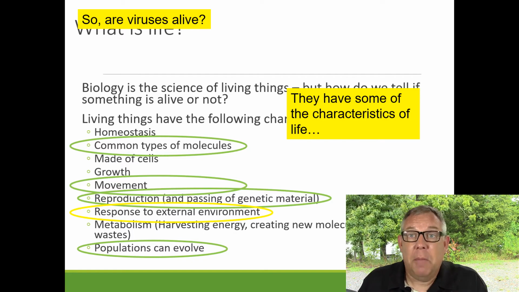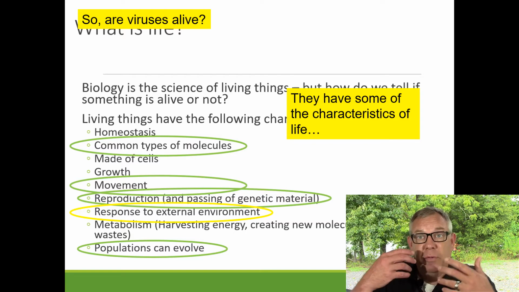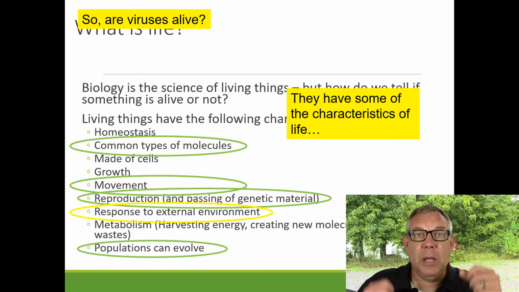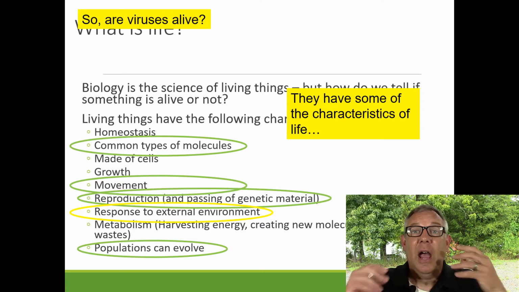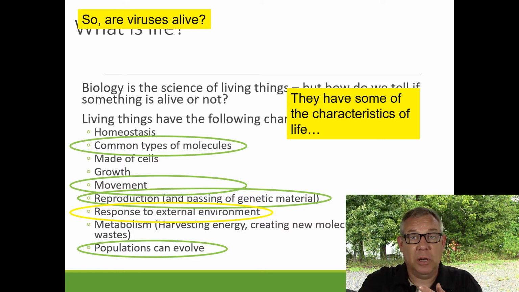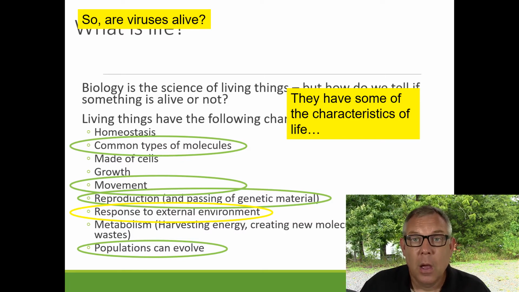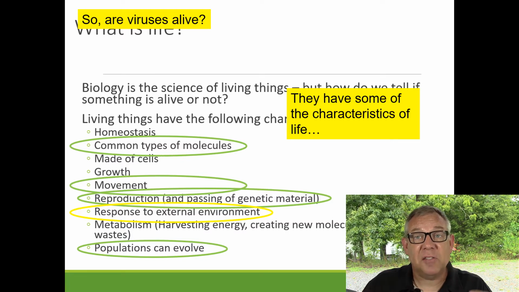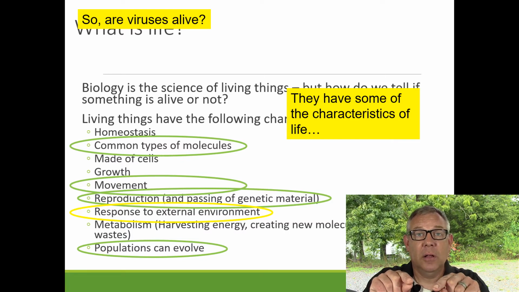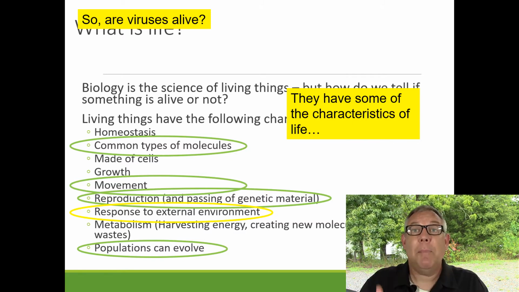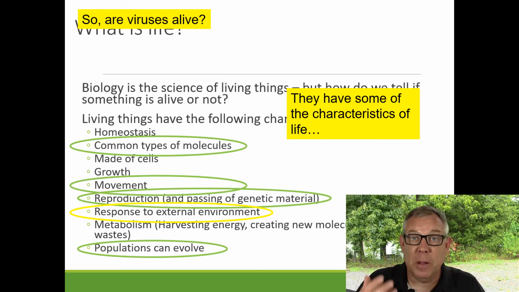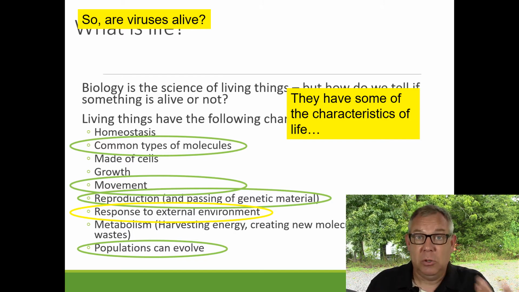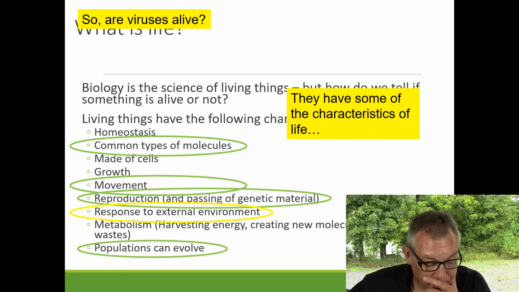Movement, they're able to move, right? They're able to move within an organism because the cell bursts and the viruses are able to spread to other cells, and then they're able to move from one host to another host, so they can move. They're able to reproduce and pass on genetic material, right? That's what they're doing inside your cell. They're getting inside your cell and then making copies of themselves. That's reproduction. And that reproduction includes nucleic acids. It includes this genetic material.